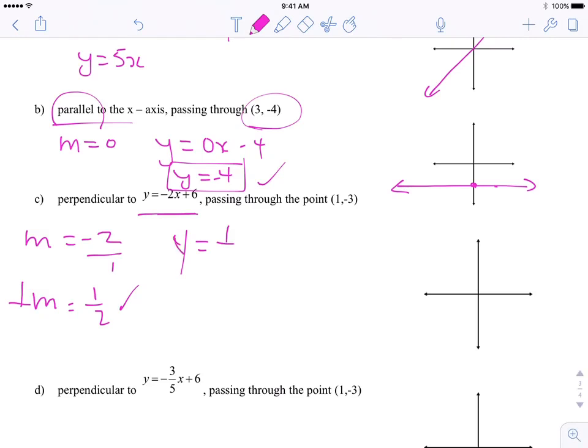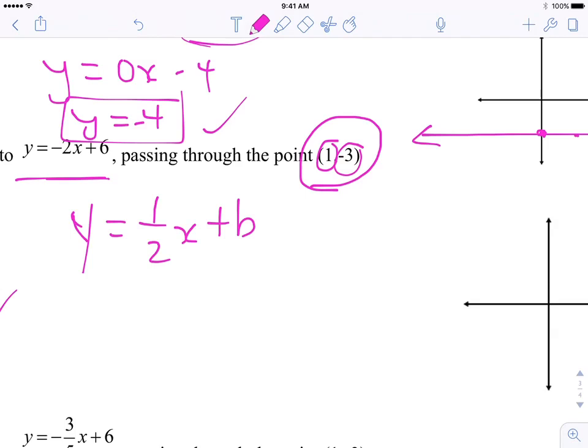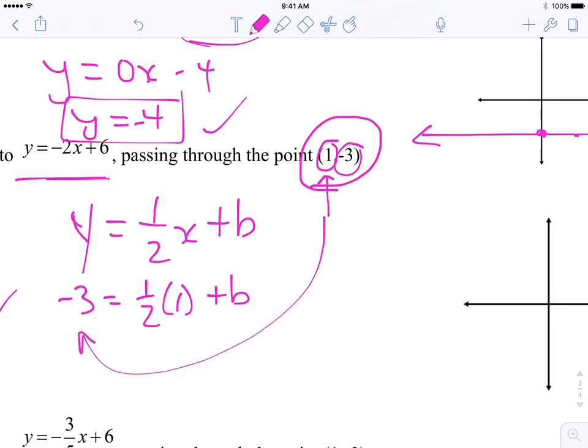So y equals 1/2 x, and I'll write plus b. I don't know where it's going to cross the y-axis, but I technically do because it's telling me the trajectory of that line. So let's sub in 1 for x and negative 3 for y. Be careful because we seem to have a habit of taking the first number that's a 1 and wanting to plug it in first. But that's not the case. We have to make sure we're looking at the y value and x value appropriately.